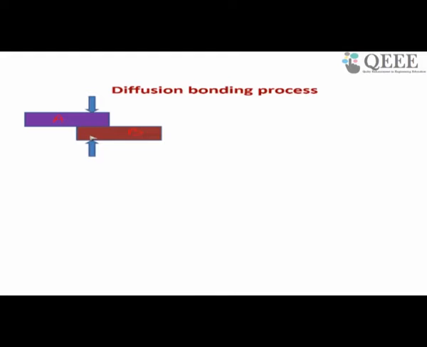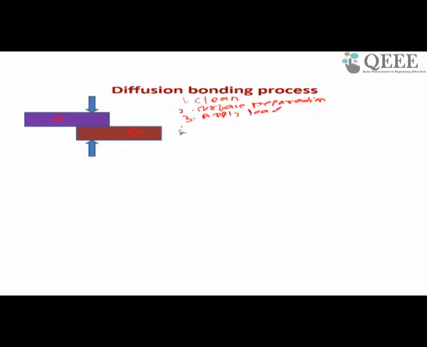When you apply load, what will happen? Before that, you do the normal procedure. What is the first step? Clean, do surface preparation, then apply load like this. What is the objective? Here your objective of applying load is not to deform, your objective is to bring two pieces as close as possible. That is your objective in applying loading.